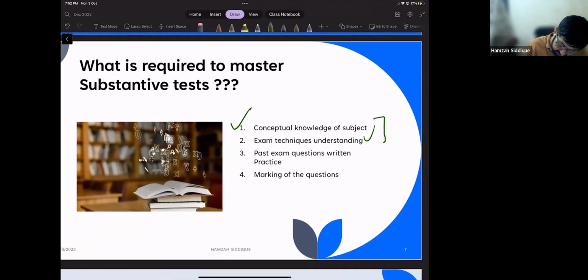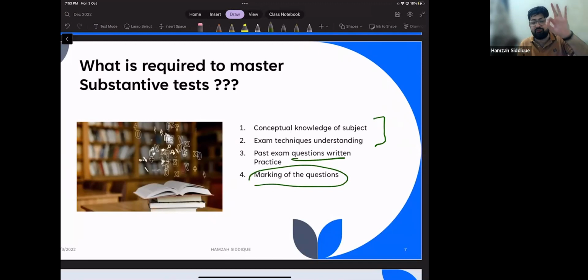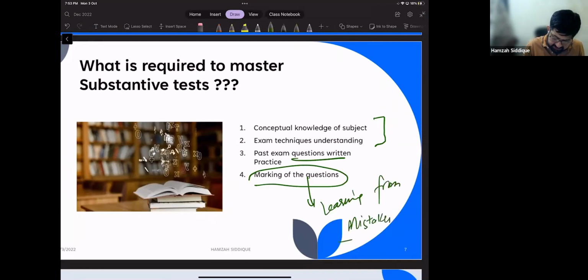Normally, the problem with students is that they do these two things and they say, now we know everything. With the same level of rigor, they don't go to points 3 and 4. I must say, if you have learned exam techniques and you have the conceptual knowledge, this is mandatory to be done. Written practice questions. When I say written, it means the way you will write the question in the exam. Students don't do this normally. So, written practice questions and then marking of those questions, to learn from the mistakes.